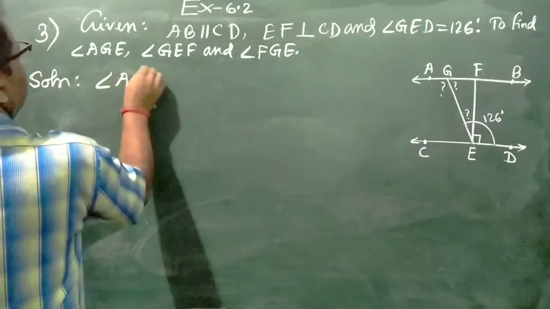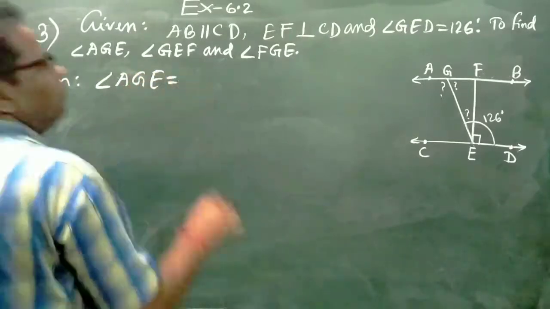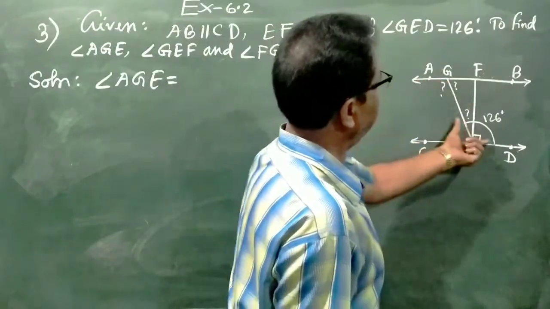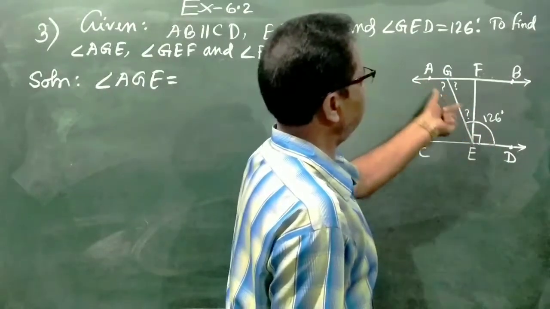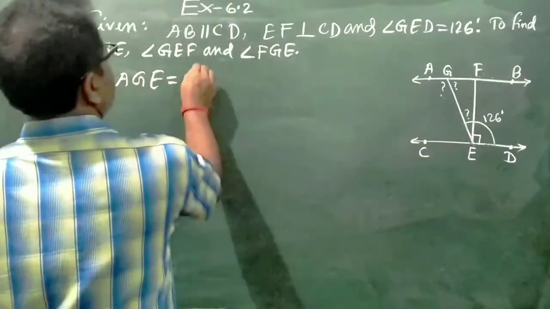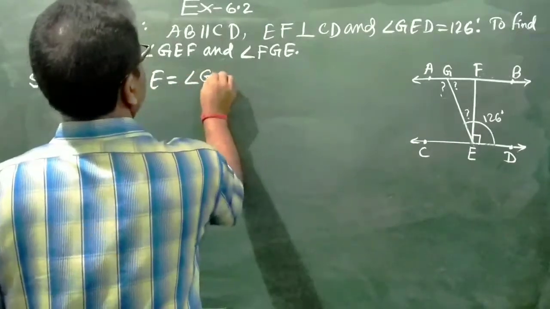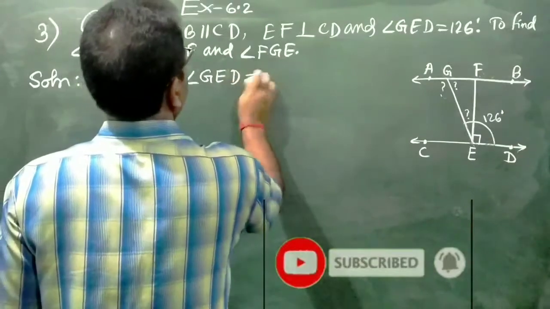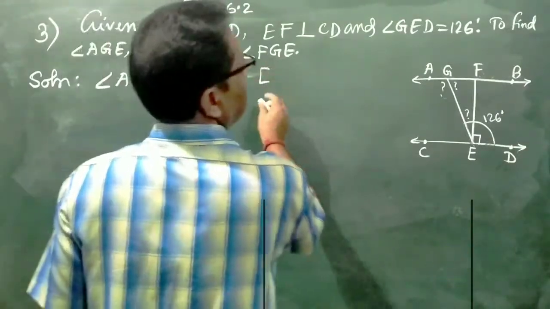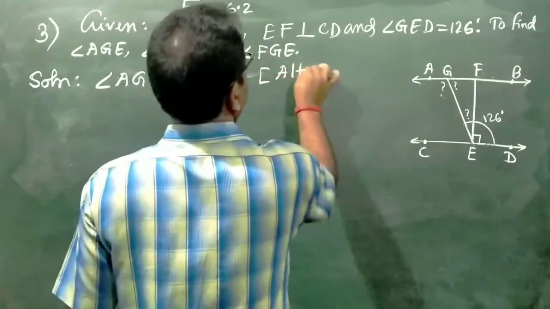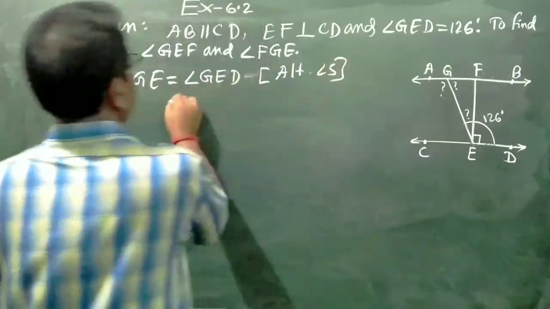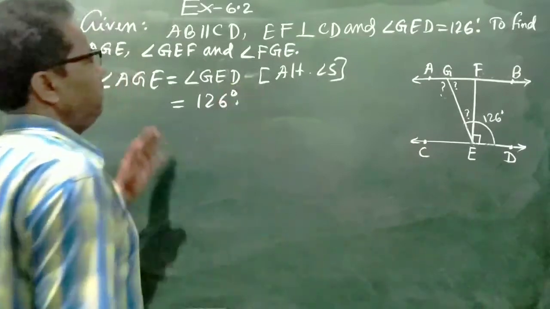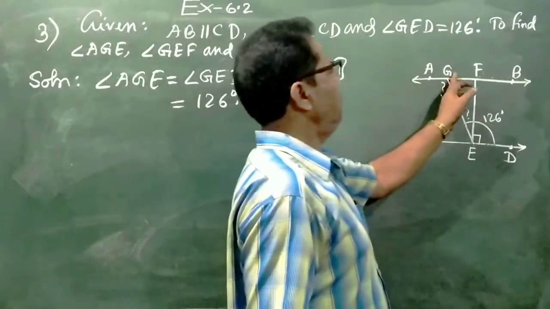Angle AGE, this angle will be equal to this angle because these two angles are called alternate angles. GED, these two angles are called alternate angles. Then GED is given as 126 degrees. So that is the measure for AGE.